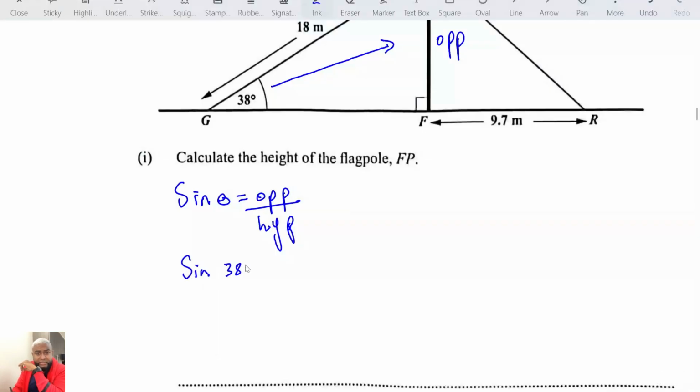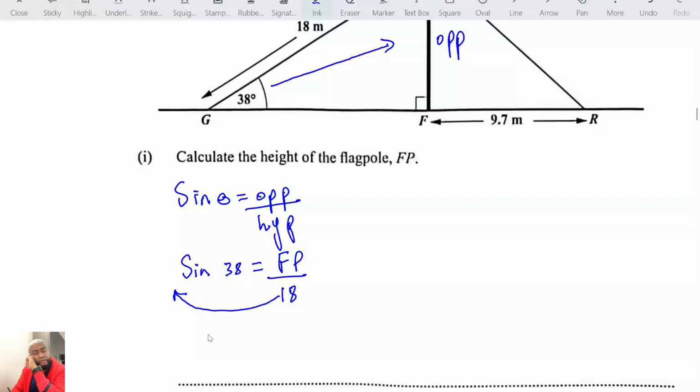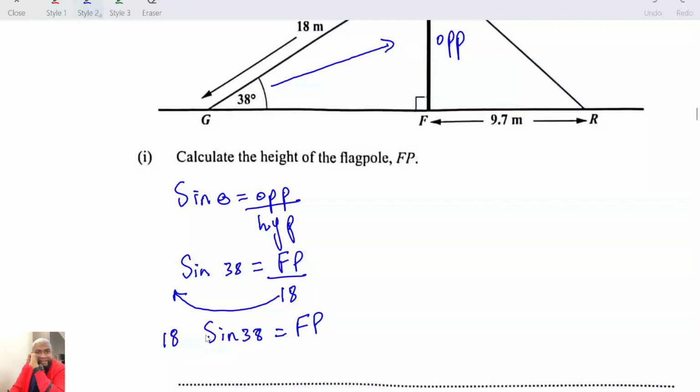So sine 38 is equal to opposite. What's the opposite side? FP. That's what we're trying to find, right? So FP over the hypotenuse. What's the hypotenuse here, my children? 18, right? So what do we do with the 18 when we bring it here? Multiply. The opposite of divide is multiply. Excellent. So 18 multiplied by sine 38 would give me what FP is, right? All right. So let's go.